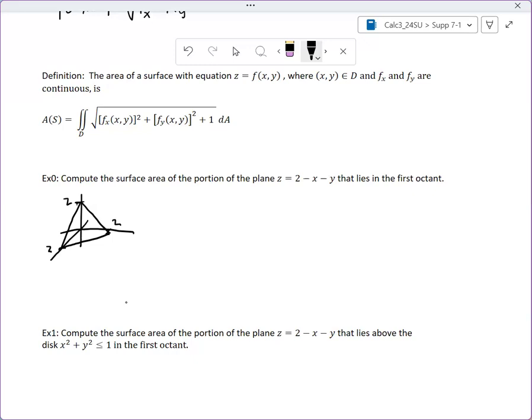And I'm looking for this surface area. I'm actually going to do this two different ways. One, we're going to start just geometrically. I noticed that this area that I want to find is actually a triangle. It's a tilted triangle in 3 dimensions, but it's just a triangle.